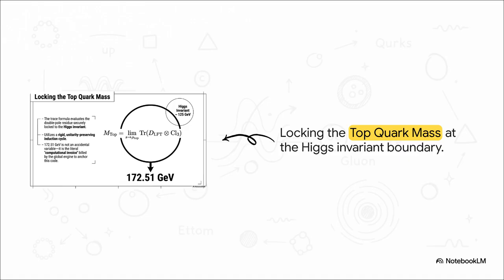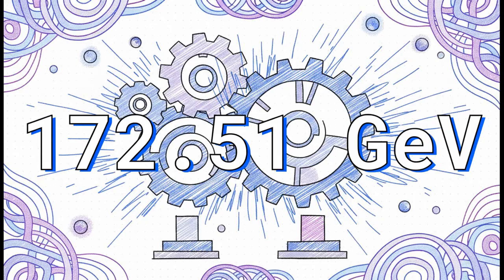To successfully calculate its mass without crashing the universe, the trace formula has to securely evaluate this code against the unramified intersection locked to the Higgs invariant boundary, which sits at roughly 125 GeV. So the crucial point is the result, 172.51 GeV for the top quark. Under Logos field theory, that isn't just a random variable. That staggering weight is literally the final computational invoice billed by the global engine. It's the massive amount of energy required just to anchor that highly complex color torsion code into our physical reality.